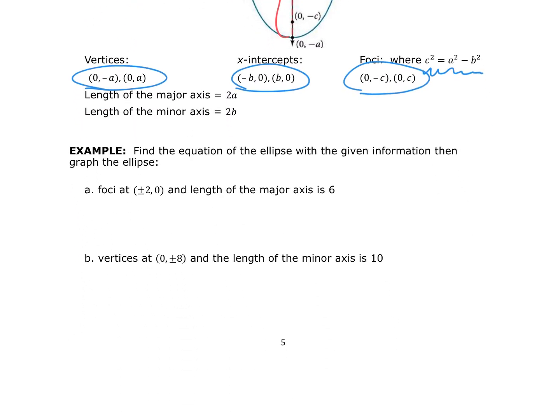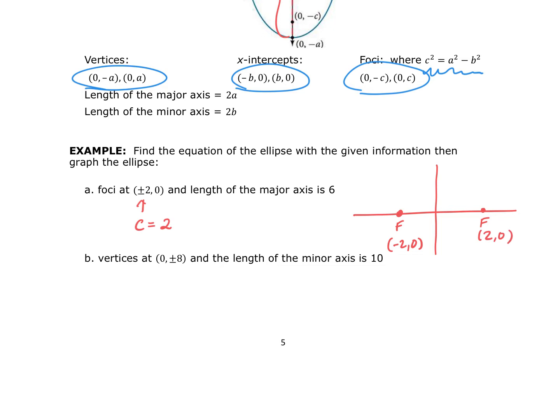So for this, they're asking me to find the equation, given the information, and then graph the ellipse. So the foci are at positive and negative 2. So this tells me that c is 2. If I start to sketch this graph, notice that it is plus or minus 2 comma 0. That means my foci are here, at negative 2 comma 0 and 2 comma 0.